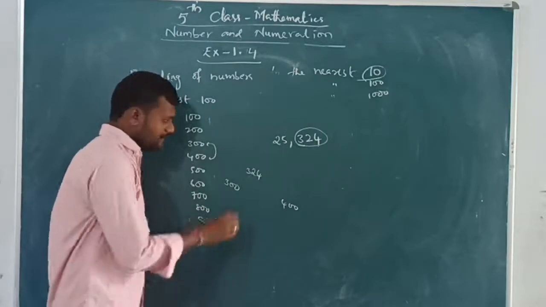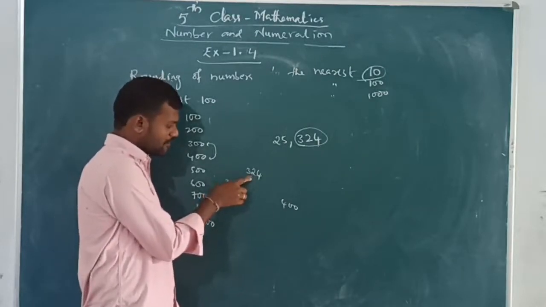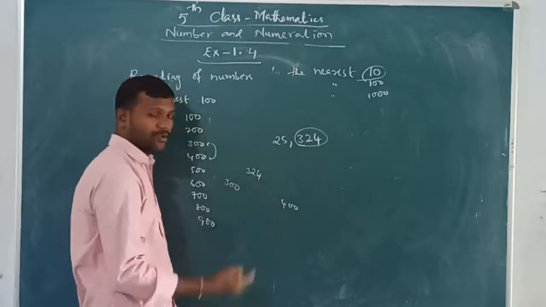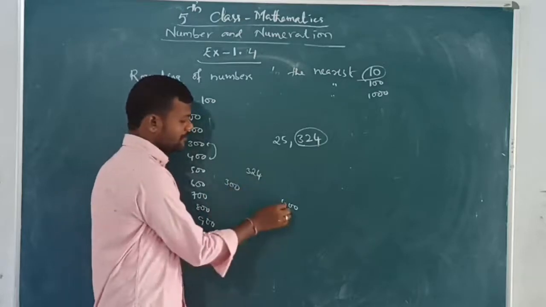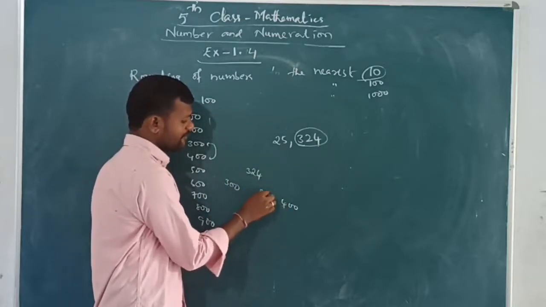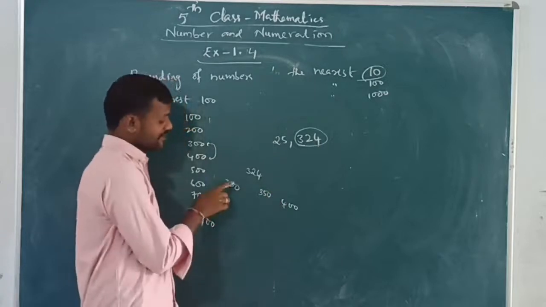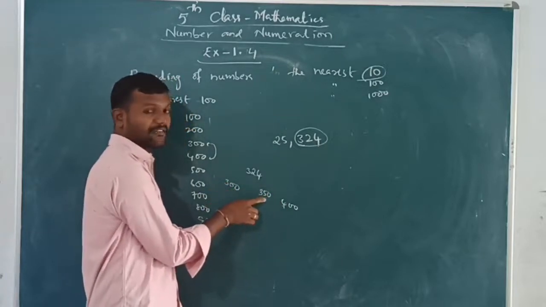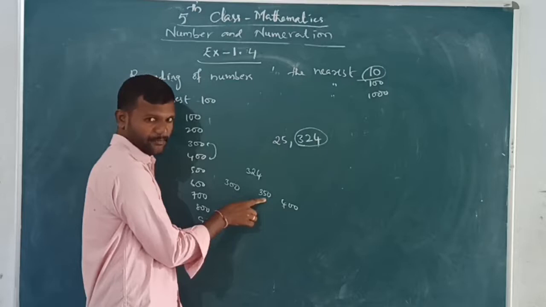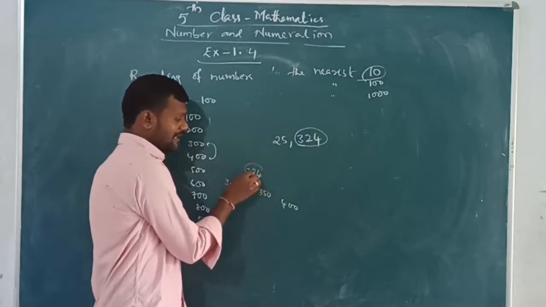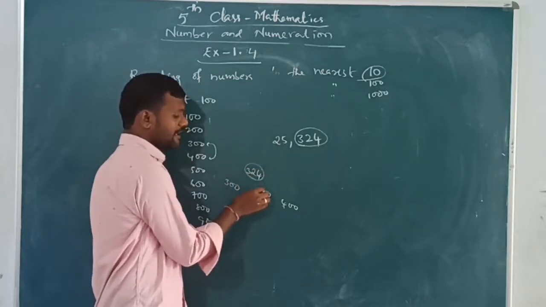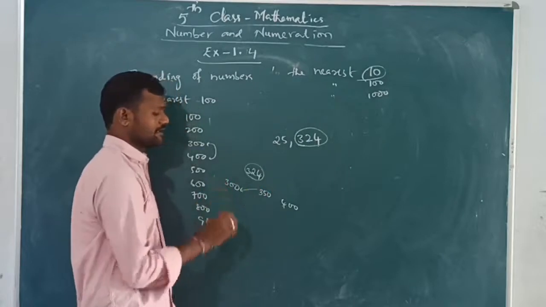Okay. So which is closer? Is 324 closer to 300 or 400? Between them, what number do we have? 350. This 324 is less than 350, so it is closer to 300.